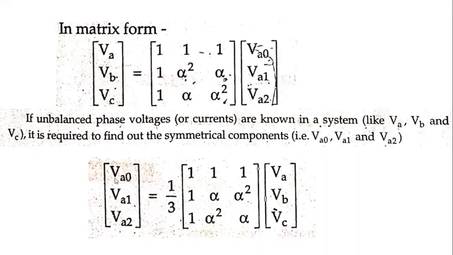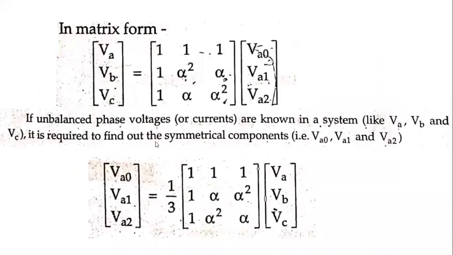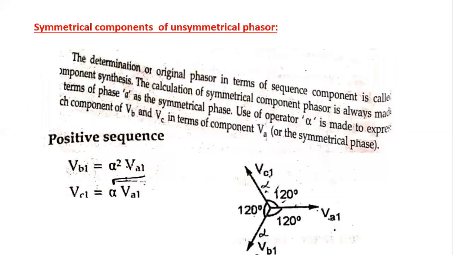VA0 is the zero sequence voltage at A phase, VA1 the positive sequence voltage at A phase, and VA2 the negative sequence voltage at A phase. These are the various voltages at the A phase, B phase, and C phase. Coming to the problem, these are the derivations: the voltage equations at various phases in the case of unsymmetrical phasors.